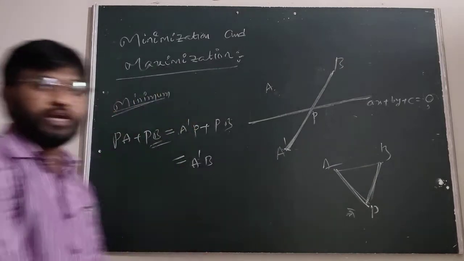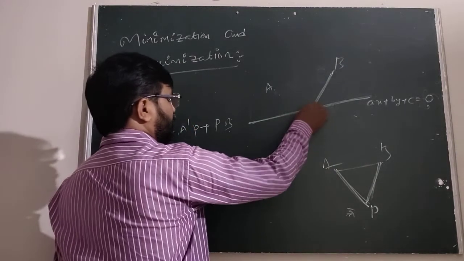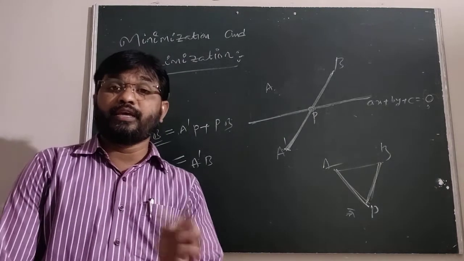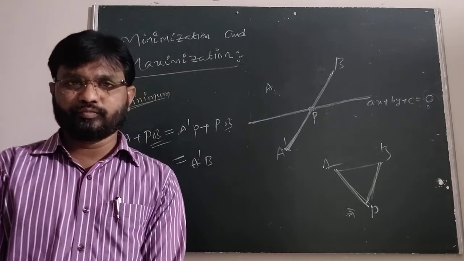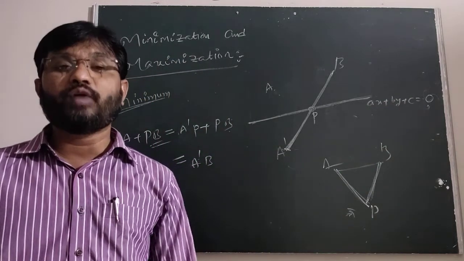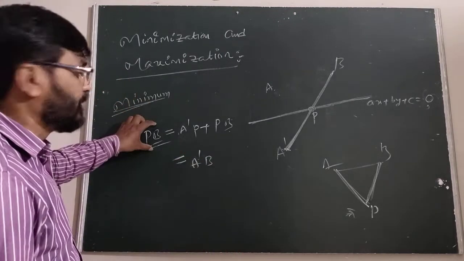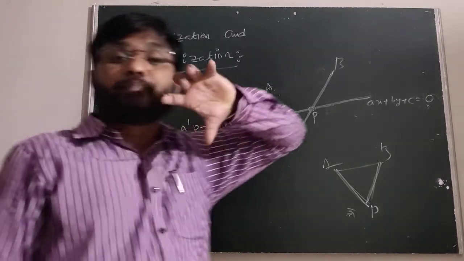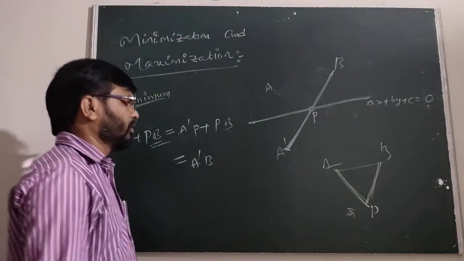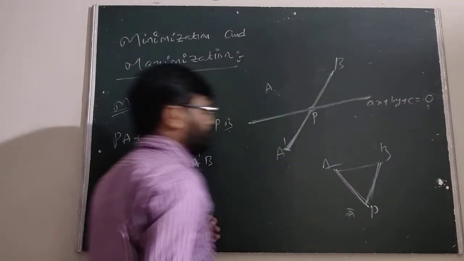Next one. How to find the point on the line? Suppose P is a point. All of you listen here. P is a point on the line Ax plus By plus C equal to 0. Find the point when PA plus PB is a minimum. The question is given: PA plus PB is a minimum. How to find the point P? Similarly, this is the line Ax plus By plus C equal to 0 that is given.